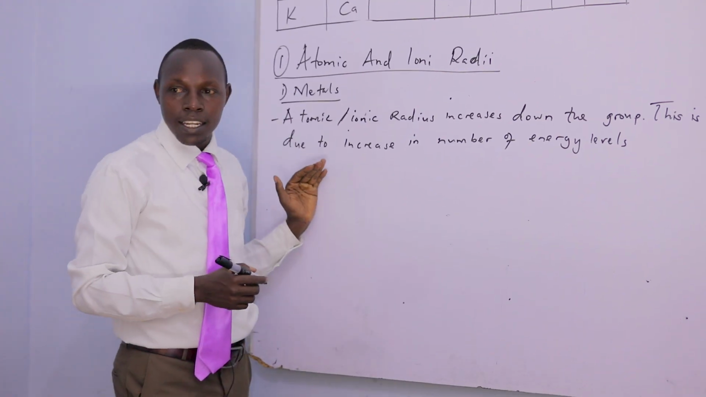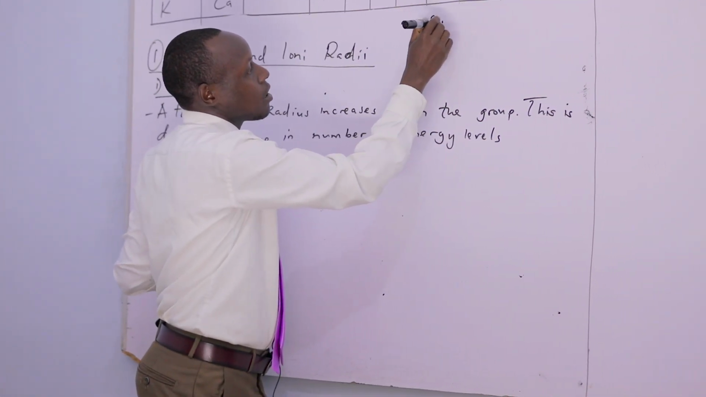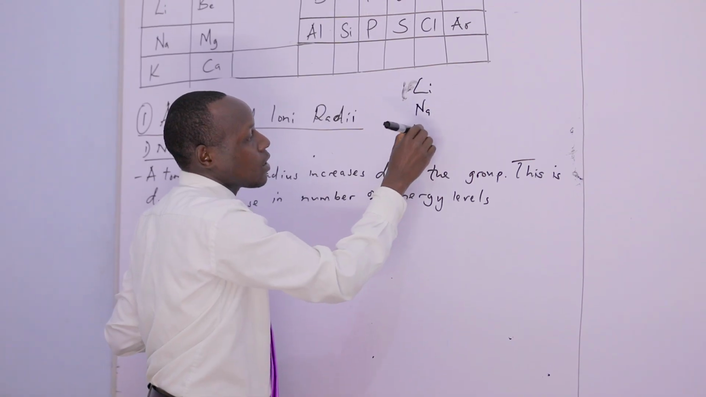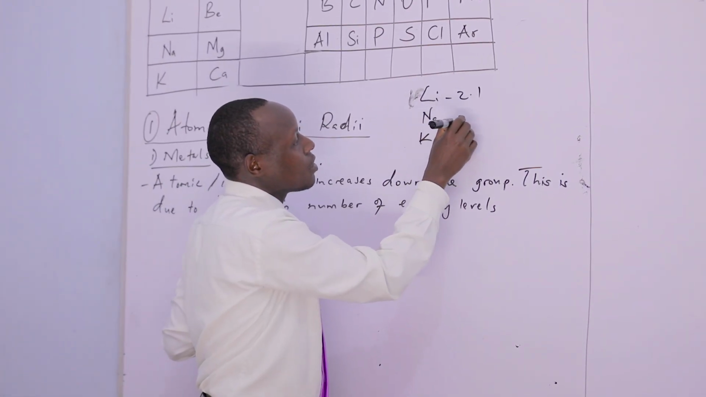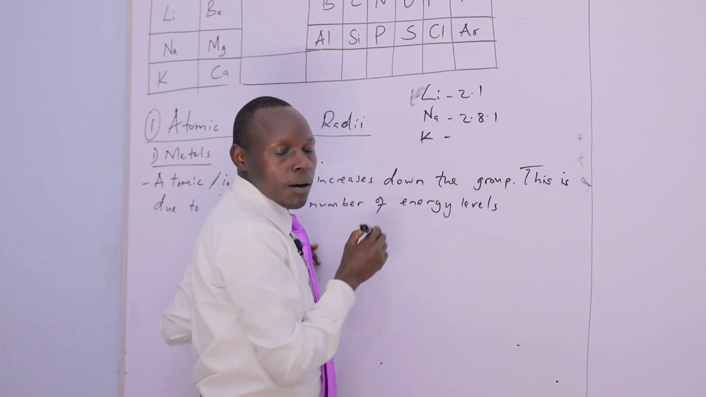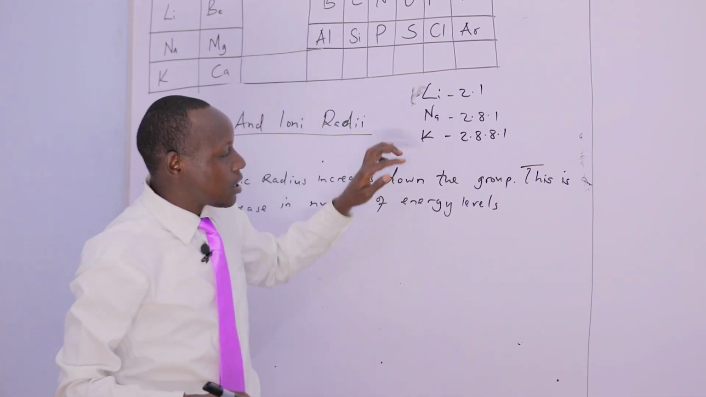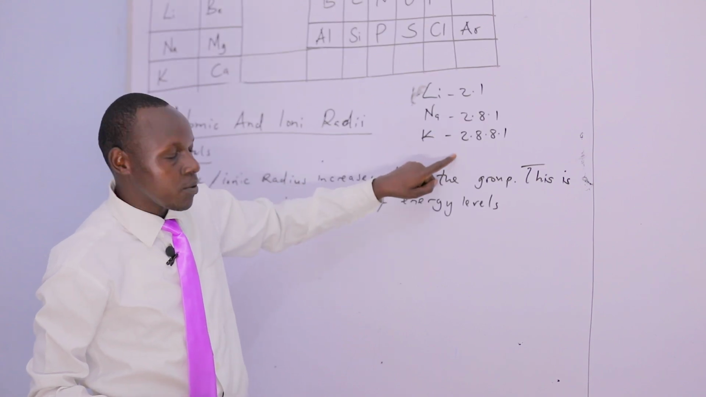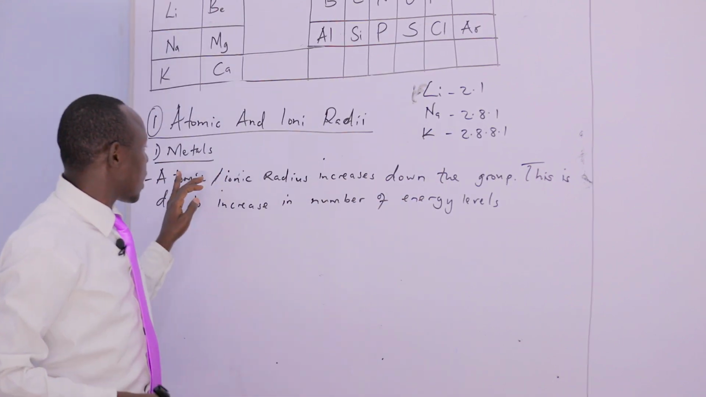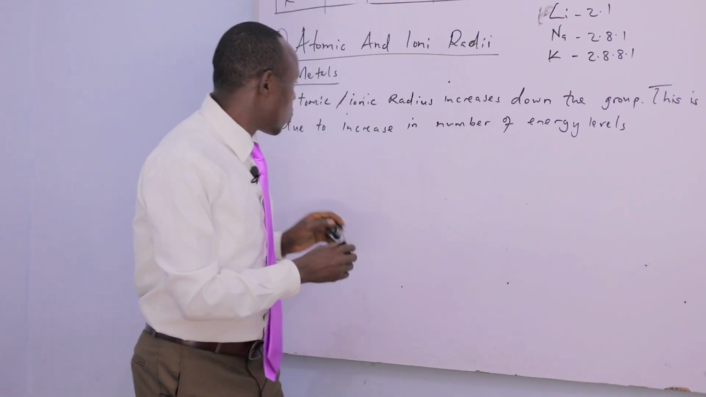So because of the increase in the number of energy levels, looking at the 3 of them, for example, lithium is 2,1, sodium is 2,8,1, potassium is 2,8,8,1. So this one has 2 energy levels, 3 energy levels, 4 energy levels. For this reason, the atomic and ionic radius increases down the group.